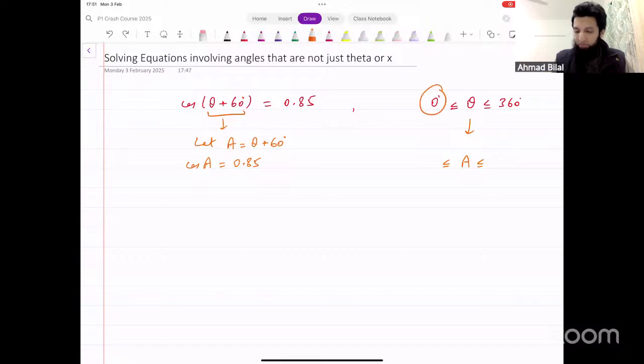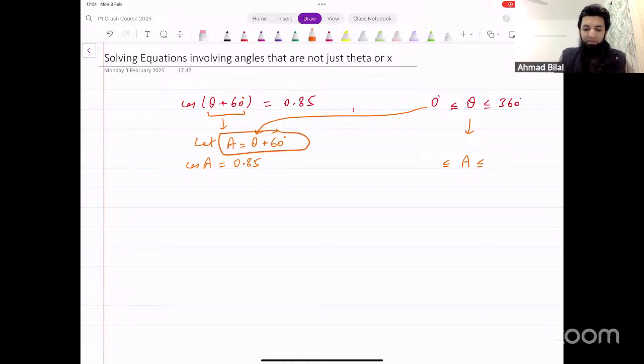you input the endpoints of theta inside the substitution. So what you would do would be, you would say, let's input 0 inside this. What's the corresponding value of A that you get? So if you input theta equal to 0 in A equals theta plus 60, what's the value of A that you get? 0 plus 60, that is 60. That means the lower limit for A should be 60.